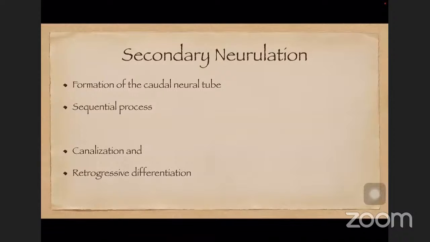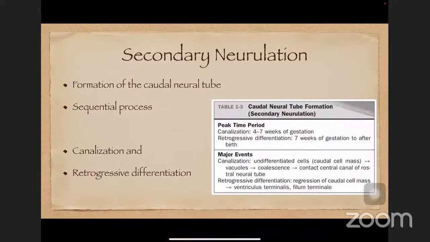This is the process of formation of the caudal neural tube below the lumbar region. It's a sequential process where you have canalization and retrogressive differentiation, which means that the tissue which is formed is canalized, and the canal then moves up and abuts the cell mass which is there ahead. Then there is retrogressive differentiation, which means that the caudal cell mass regresses to form the filum terminale.